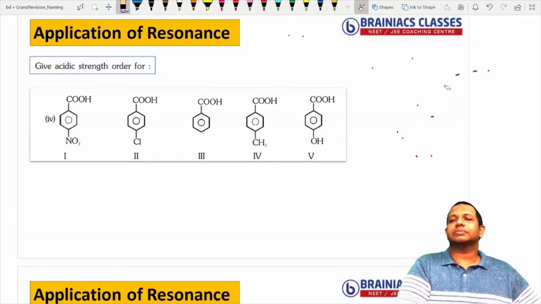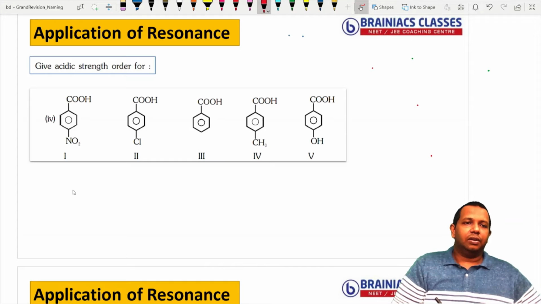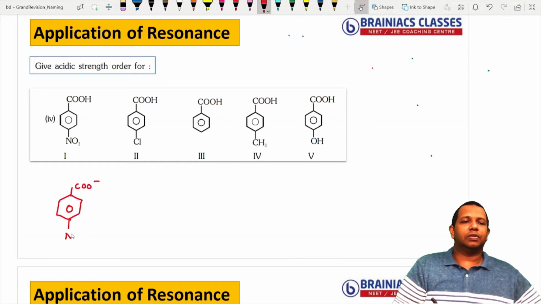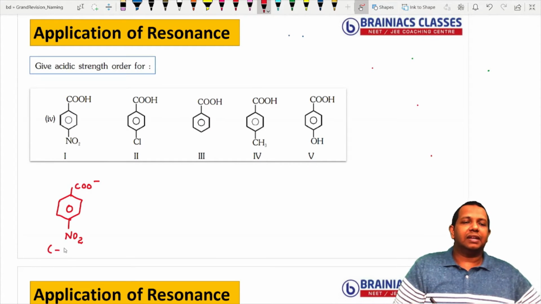So you have the questions. Let's start. In the first question, you can see benzoic acid with a nitro group introduced. So let me remove the H plus from here. Once H plus is released, it will become the carboxylate anion COO minus, and you have the NO2 group there. Now tell me what the NO2 group will do to this compound. It is at para position, so we don't need to consider ortho effect. The NO2 group has a minus M effect, and also it has a minus I effect.